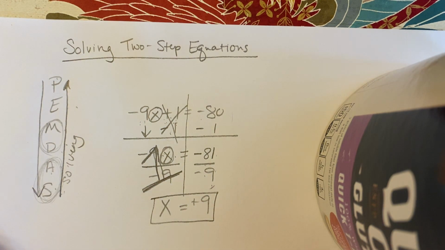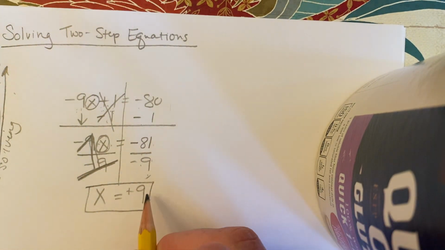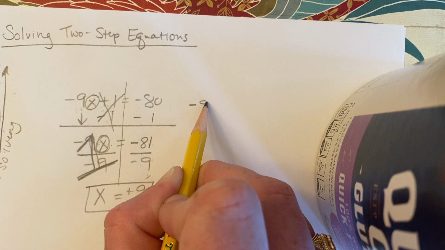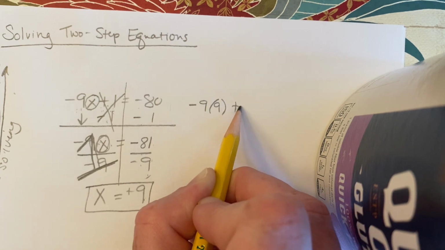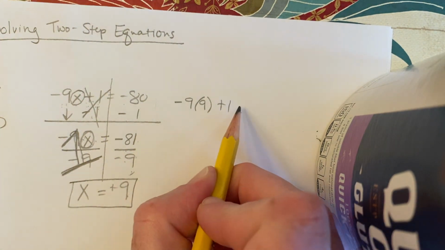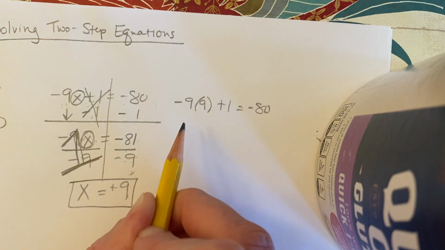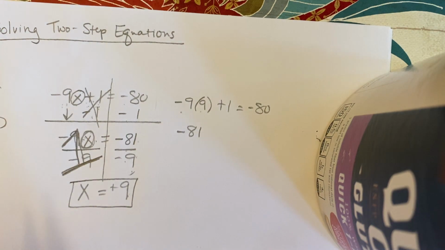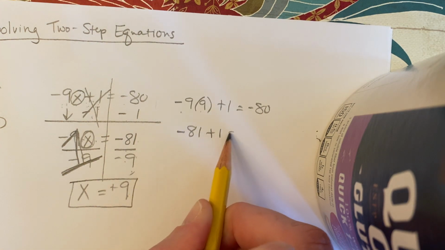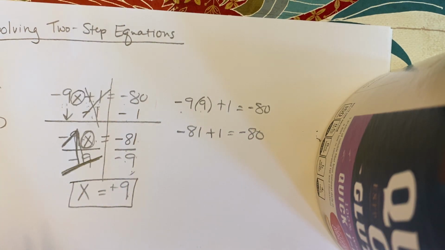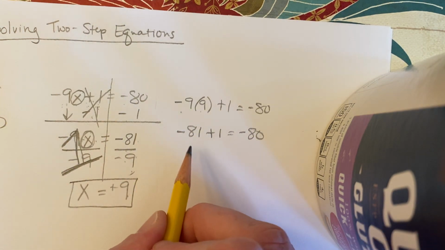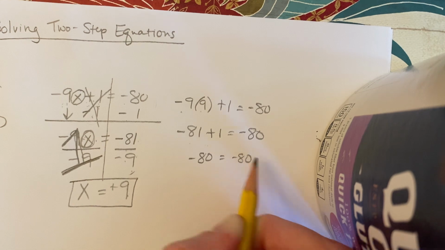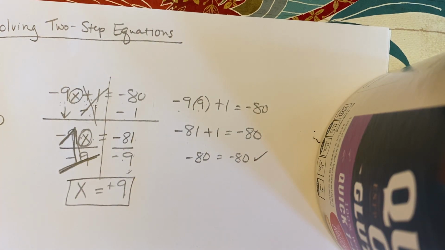X equals positive 9. We can check that over here by plugging this 9 back in where x was. Okay, so let's see. Negative 9 times 9 plus 1. That needs to equal negative 80. If I multiply a negative times a positive, I actually get a negative 81, plus 1. This time I'm getting a little bit closer to 0. I'm coming out of the hole just a tiny bit. So if I have negative 81 plus 1, I know that makes negative 80. And since I got the same answer on both sides, I'm satisfied.